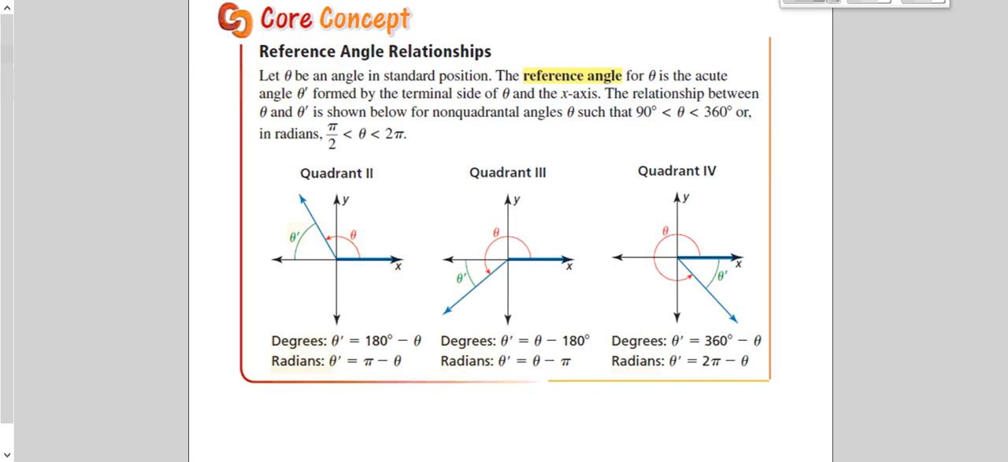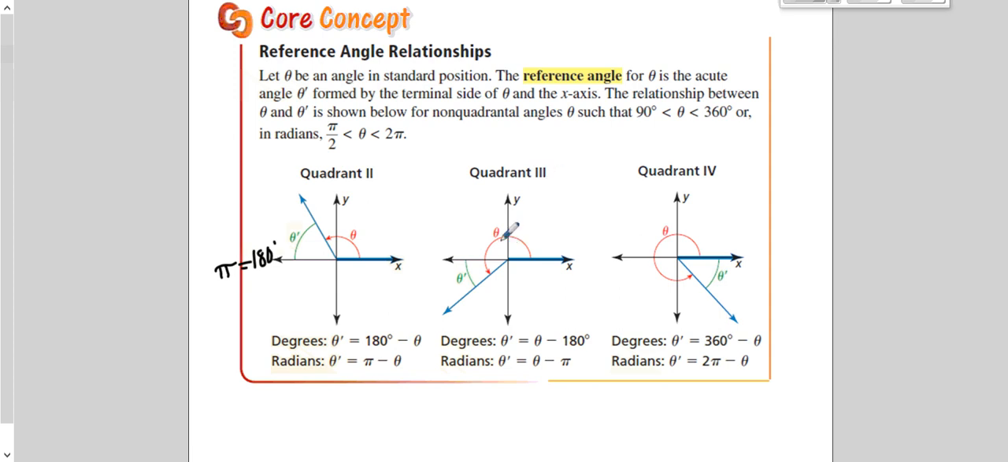Reference angles. Reference angles are the closest angle to the x-axis. That's our theta prime. I mentioned those earlier on the very first page. But here's how you mathematically find them. When you're in quadrant 2, you're going to do 180 minus the angle. Or if you're doing radians, it would be pi minus the angle. So remember that over here is 180 degrees, which is also equal to pi if we're using radians.